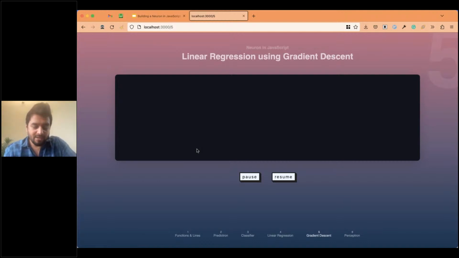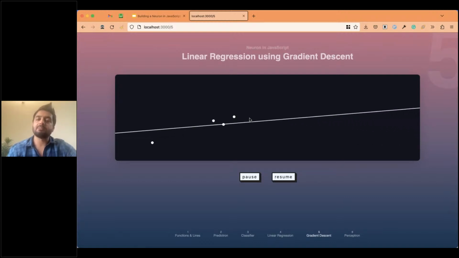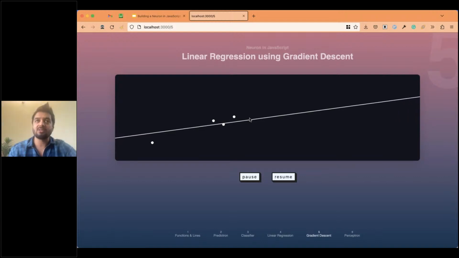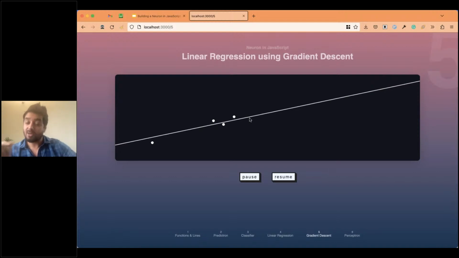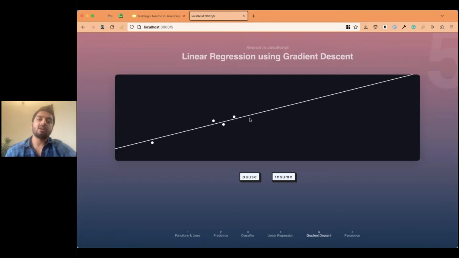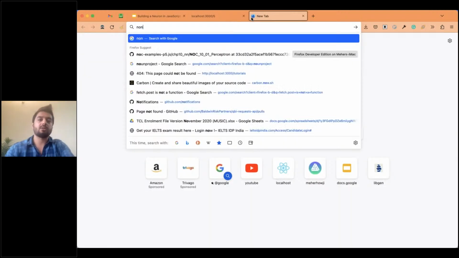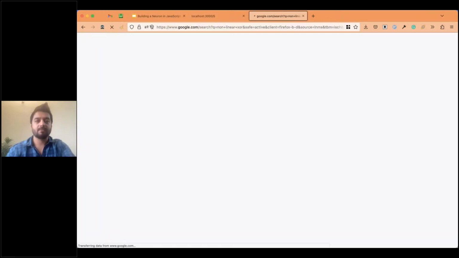How is a neural network better than using normal linear regression here? I think it's better in a lot of ways. For example, linear regression can only solve linear problems, but one of the reasons perceptrons, or neural networks, were dormant for many years was that it was believed that neural networks, or the neuron, or this perceptron, cannot solve non-linear problems. So if I talk about non-linear, I'll just Google it.